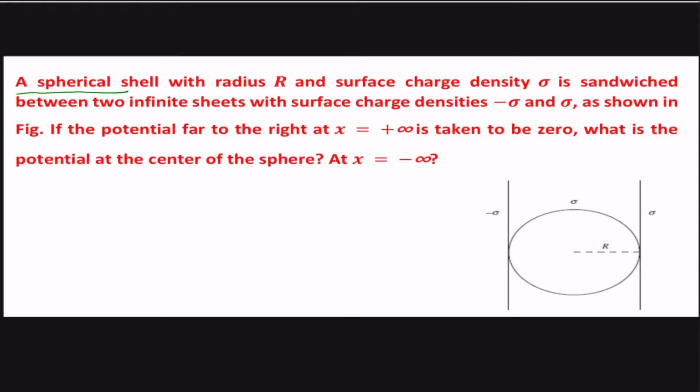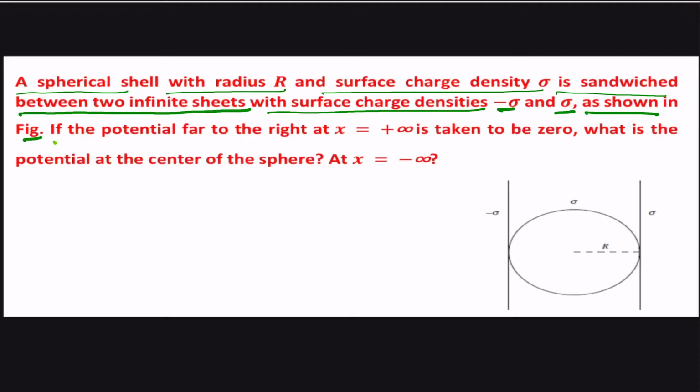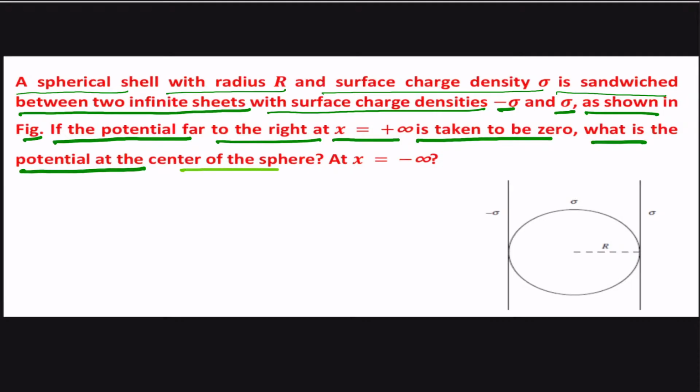a spherical shell with radius R and surface charge density sigma is sandwiched between two infinite sheets with surface charge density minus sigma and plus sigma as shown in the figure. If the potential far to the right, that is at x equal to plus infinity, is taken to be 0, what is the potential at the center of the sphere and at x equal to minus infinity? So a basic figure is given to us.